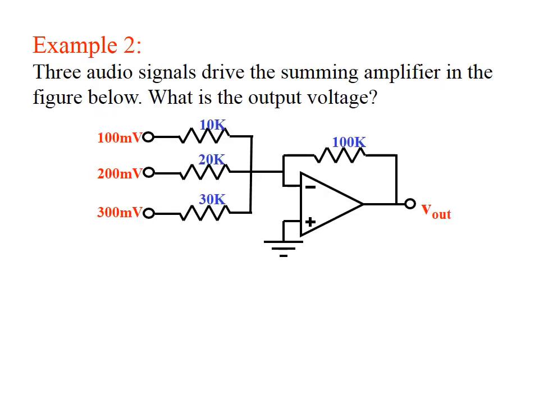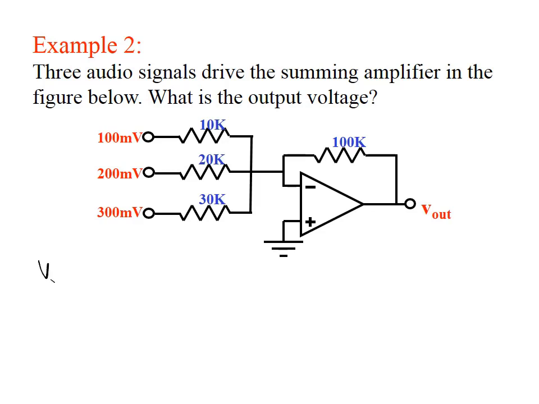Okay, the second example. We have 3 audio signals driving a summing amplifier, as we can see in the figure below. What is the output voltage? So we have a summing amplifier with 3 inputs. We have 3 different resistors at the input. We have 10 kilo for V1, and we have 20k for V2 and 30k for V3, while the feedback resistor is 100 kilo ohm. So how can we find Vout?